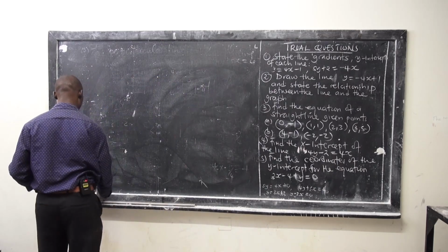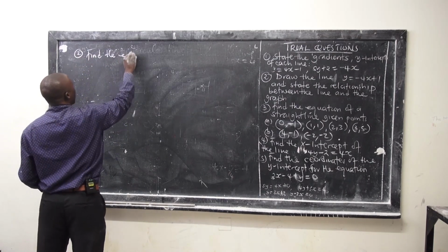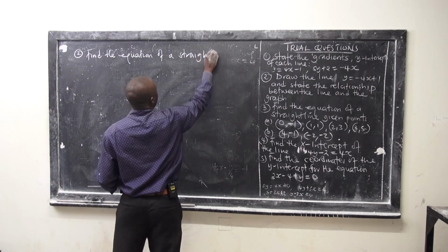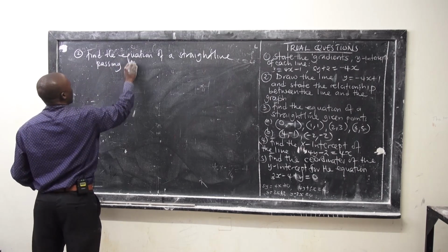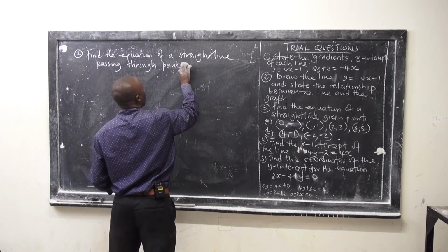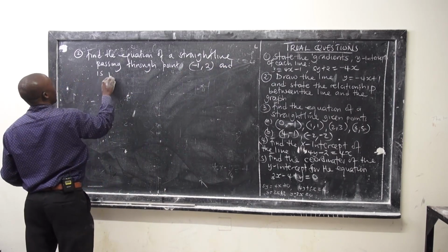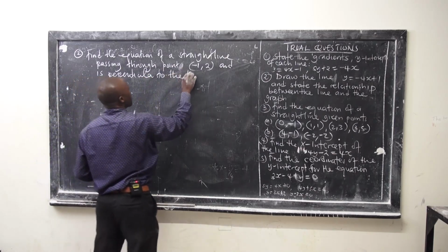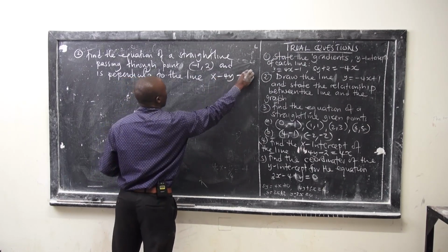So our question says: find the equation of a straight line passing through the point (-1, 2) and perpendicular to the line x minus 4y equal to 1.